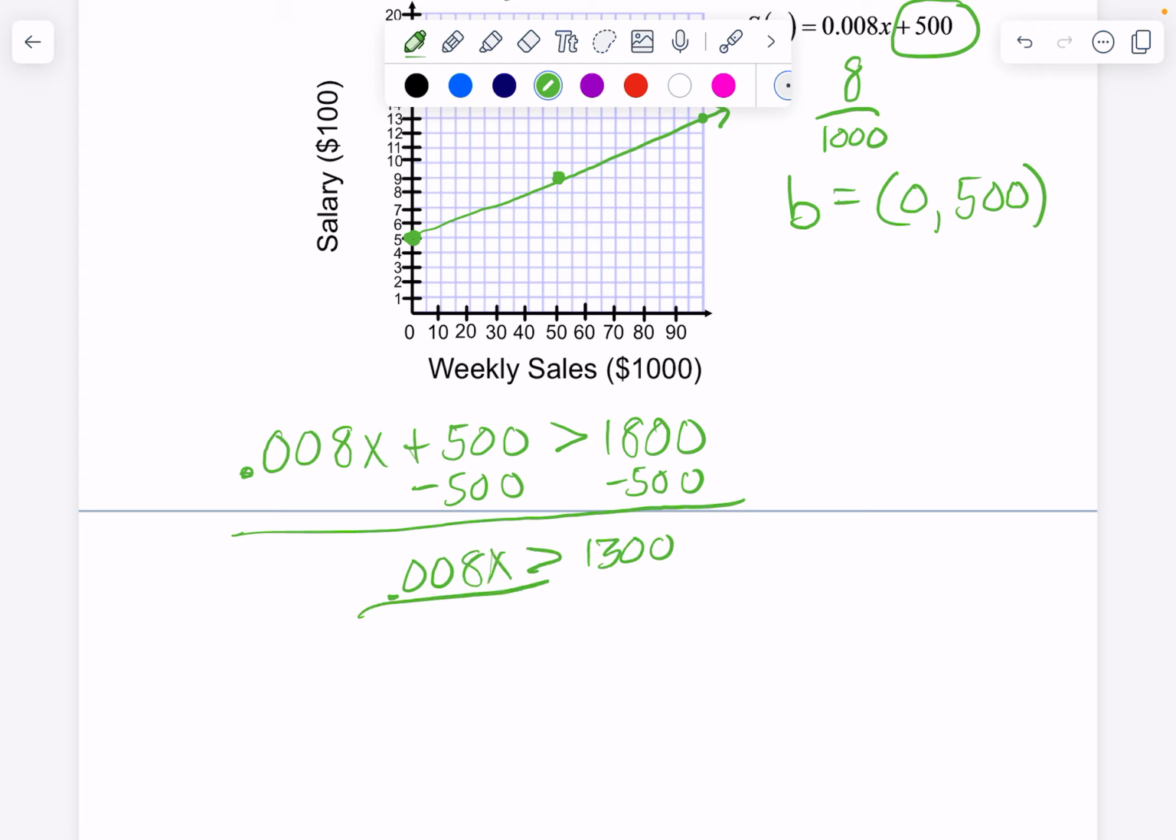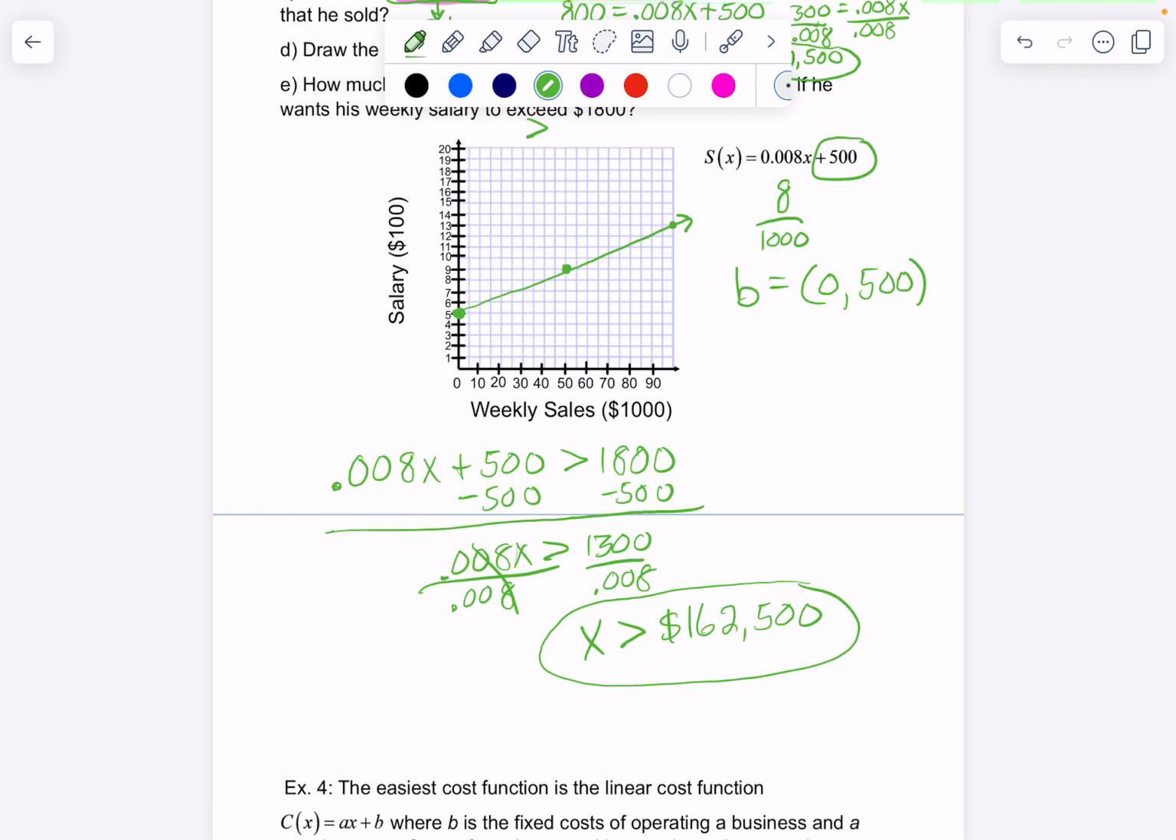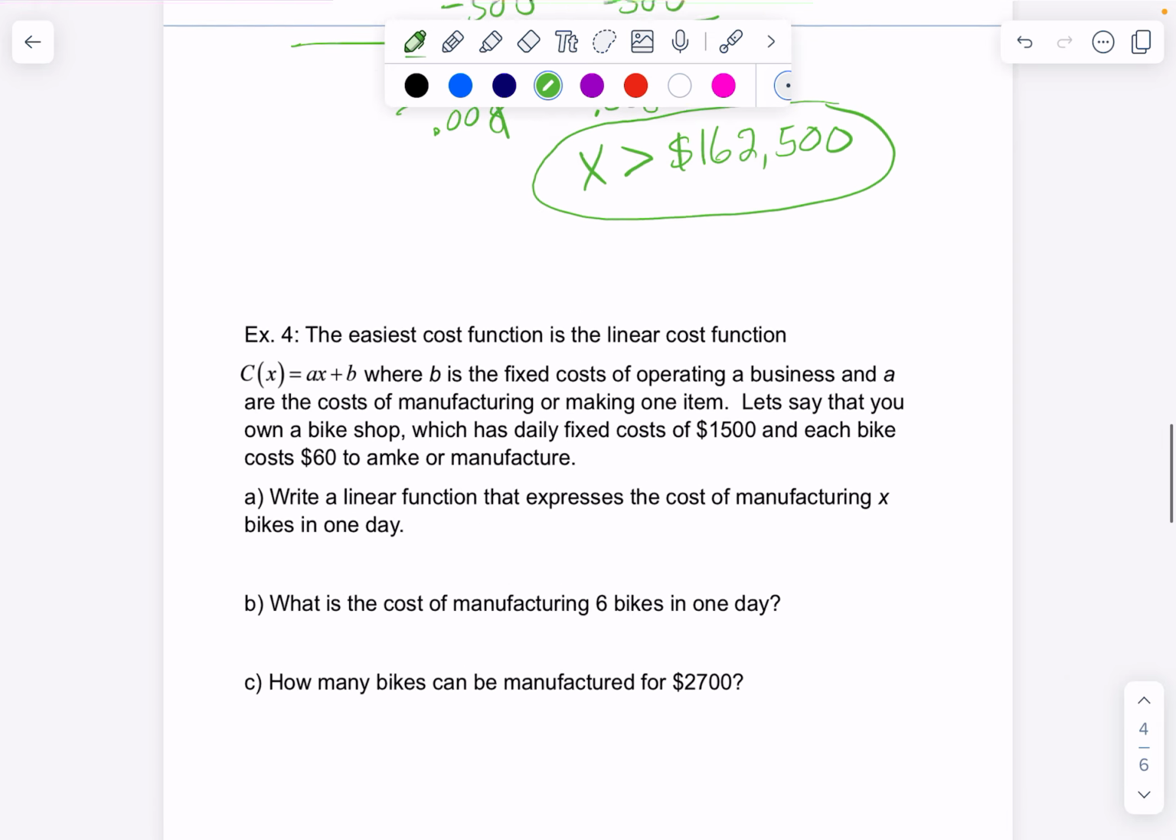I'm going to go ahead and divide to cancel out multiplication. And x must be greater than, use our trusty calculator here, 1,300 divided by 0.008. It's got to be greater than $162,500 in sales. So if Michael wants to earn more than $1,800 a week, he's got to sell more than $162,500 worth of cars.